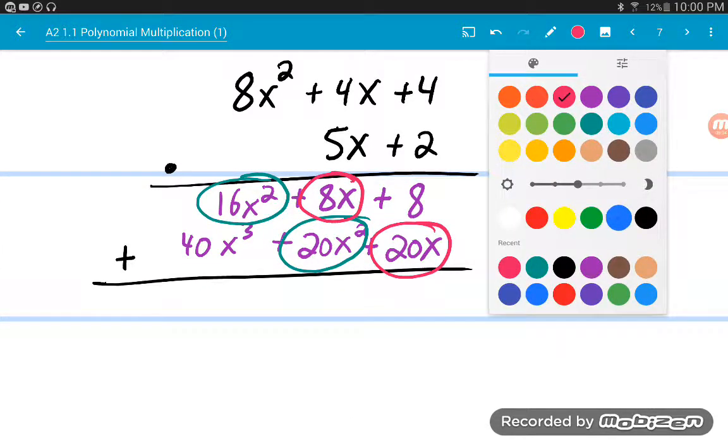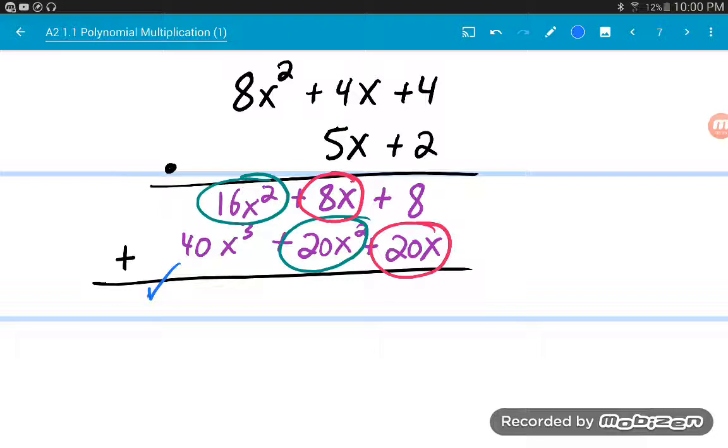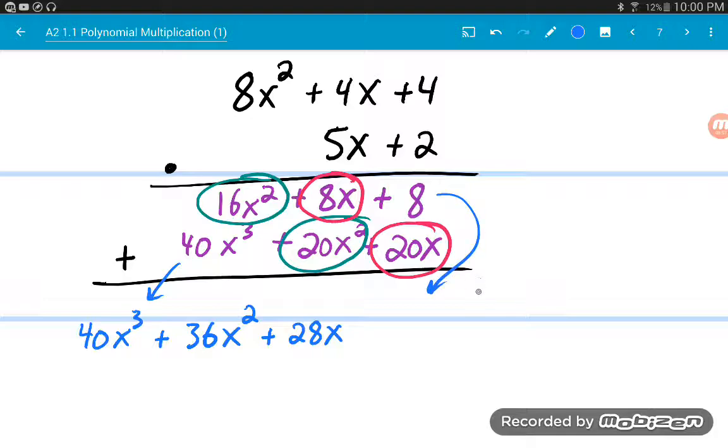So all we're going to do now is bring them down and write them in correct order. Biggest power first. 40x cubed. 16 plus 20 is a positive 36x squared. 8x plus 20x is going to be 28x. And then I'll bring down the plus 8.